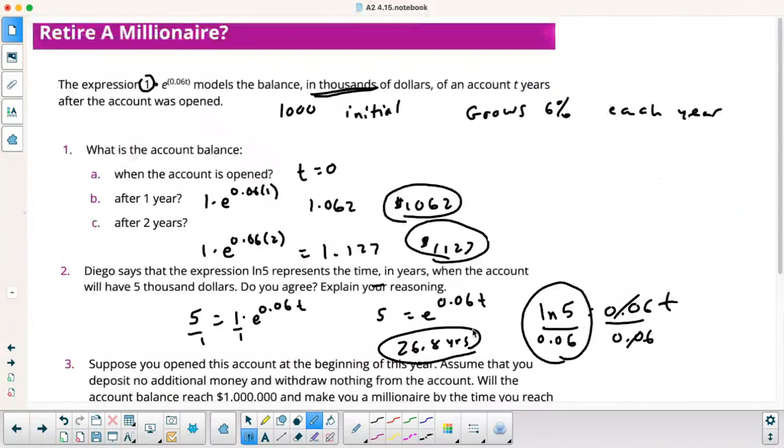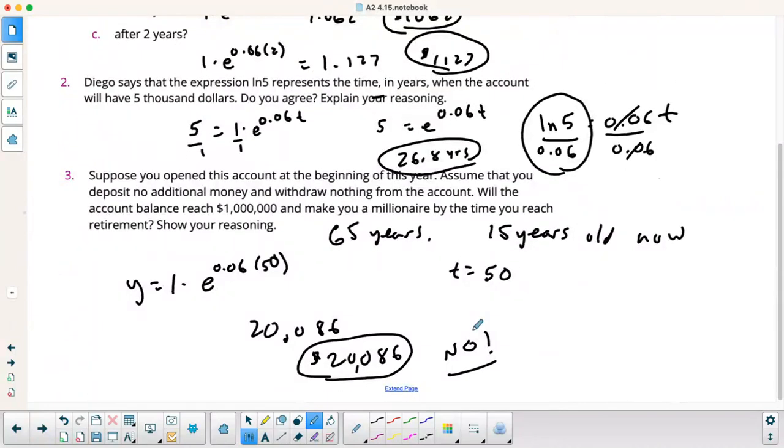Let me double check this here. Yeah, you start out with 1,000. So you'd have to play around with this number here to see when it would equal 1,000, because that would give you $1 million if it equals 1,000. So you could plug in different numbers and see how long it would take you. You're going to have to put in more than 1,000 to start.